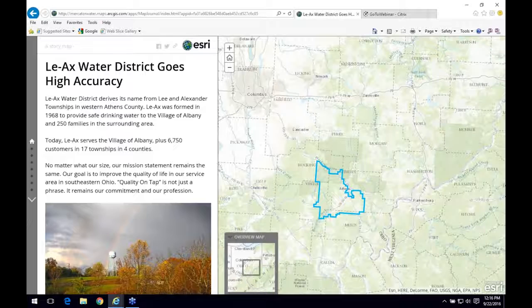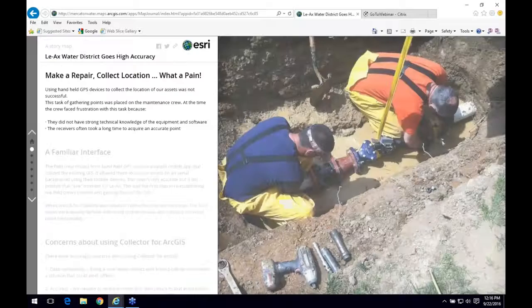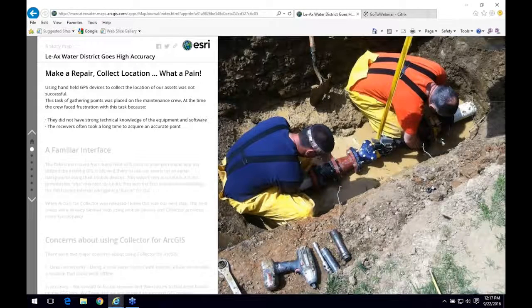Great. So Travis, how'd you get there? Well, when I came to work in 2009 here at LEAX, they had a relationship with Ohio University, which I'm an alumni of. It's nearby here. And they had the technical resources to help LEAX get started with GIS. So when I came, they were already heading down the path of GIS.